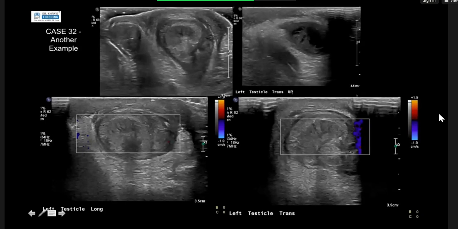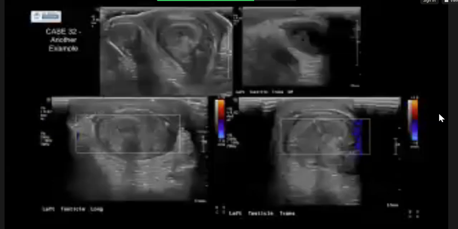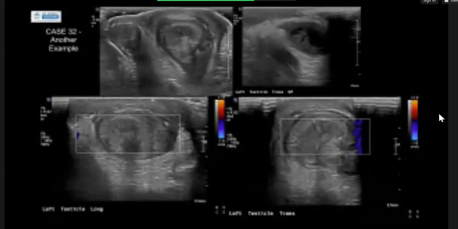So this is another example. This is a patient that presented at 2 days. I think this was a neonate that presented. Mum noticed that the testicle on the left side was becoming swollen and edematous, and she brought him to hospital after about 48 hours because it wasn't improving.